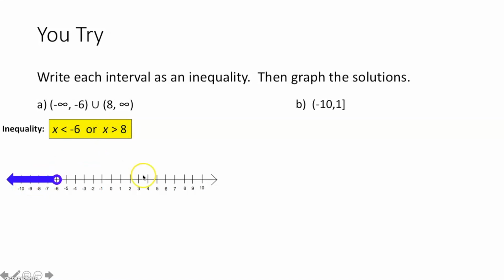So we're going to put an open circle at 8 because there's no equal sign. And we want all x is greater than 8, so that'd be 9, 10, 11, so we shade to the right. Again, our variable's on the left, so our inequality symbol points in the direction we should shade.